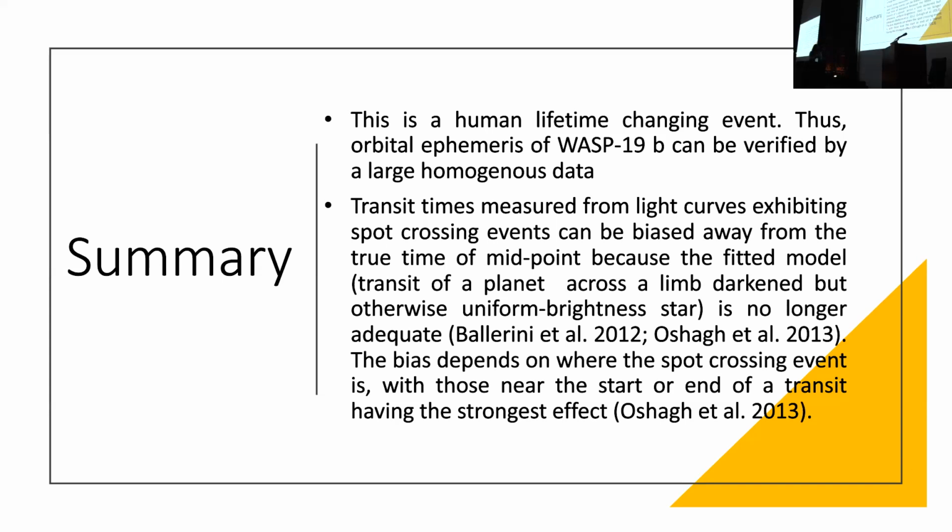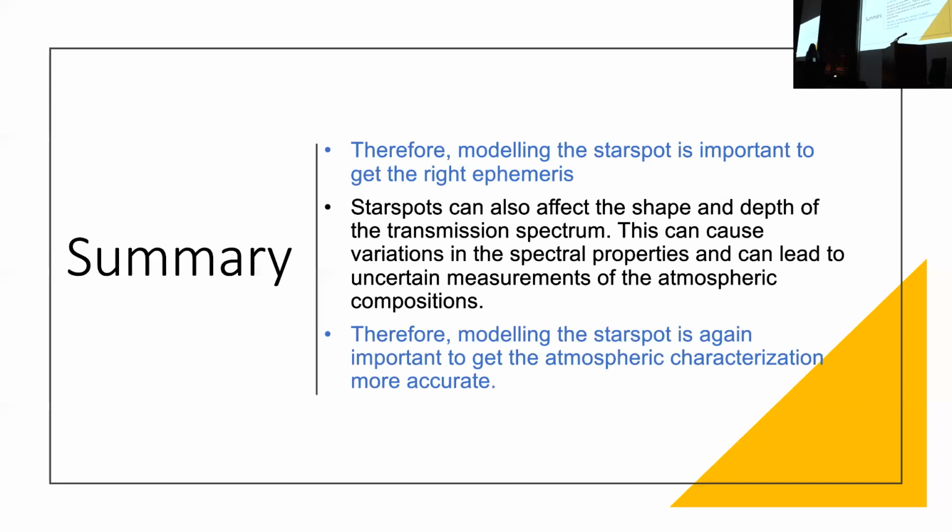And since we are talking about the transits, if there is a star spot present elsewhere and it doesn't affect or coincide with the transit, it's fine. But if the star spot is present where the transit is happening, then it's going to be a mess, and this must be modeled properly.